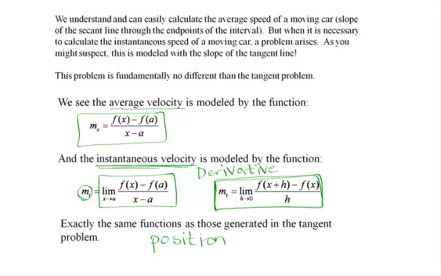Here's the form we've been using. We take the distance, the run, and we take that distance to 0. Here's the rise.